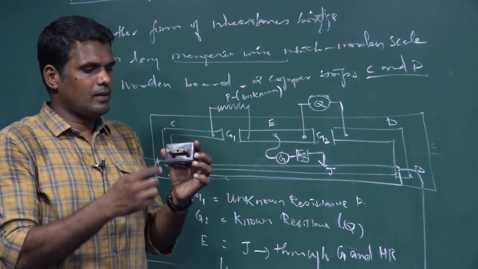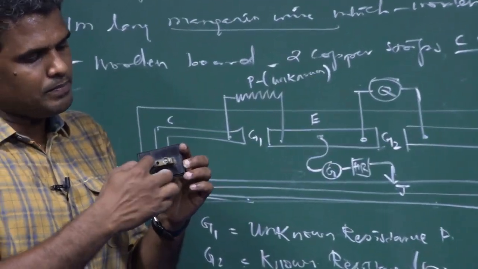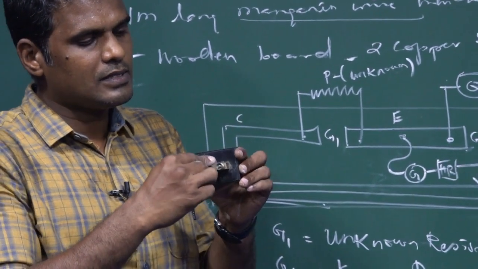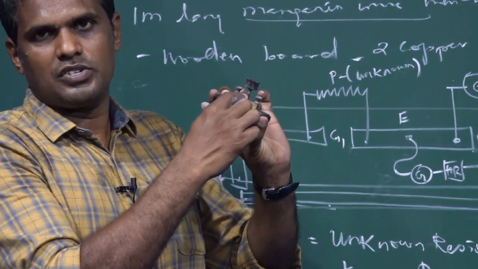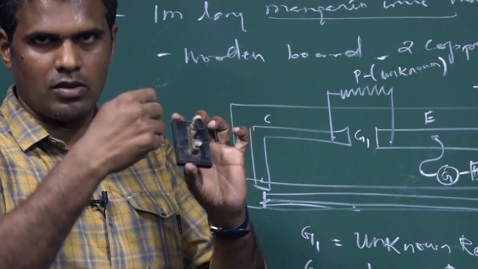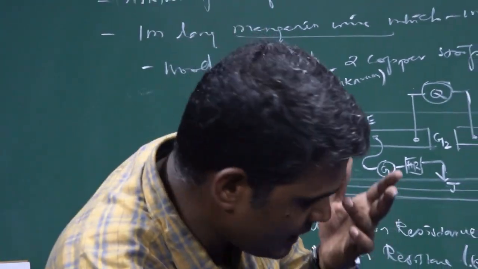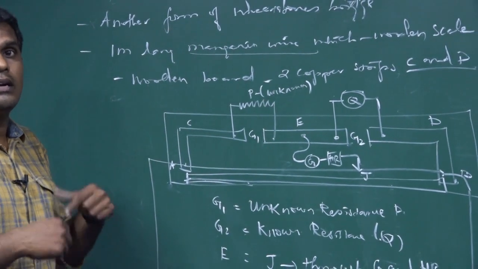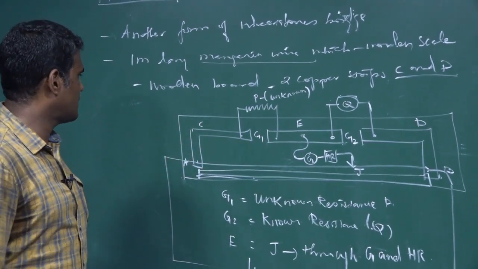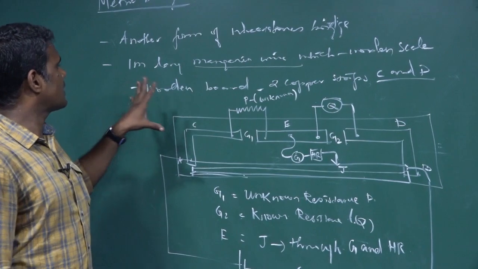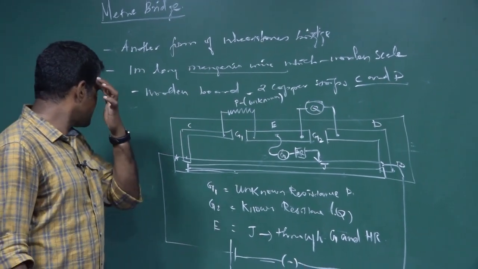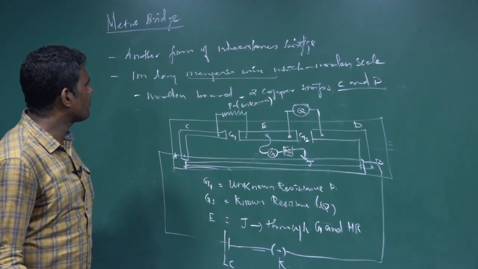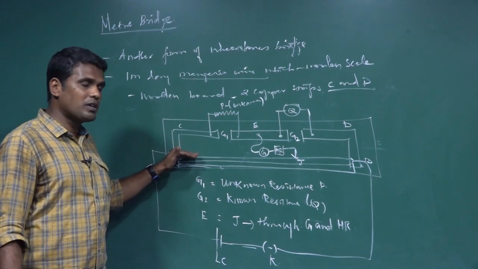This is the key. It's like a C and D, which is connected by a metal strip or a metal rod. So this acts as a key which will permit the current to flow through the circuit, or which will disable the current from flowing through the circuit. So this is the entire circuit of a meter bridge. Another form of Wheatstone's bridge.